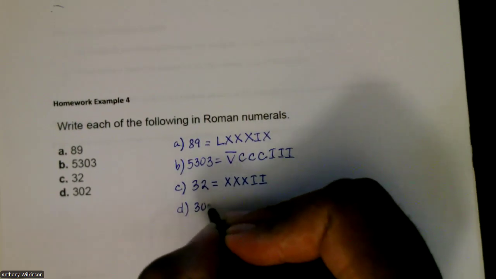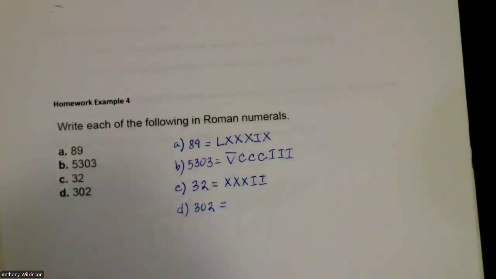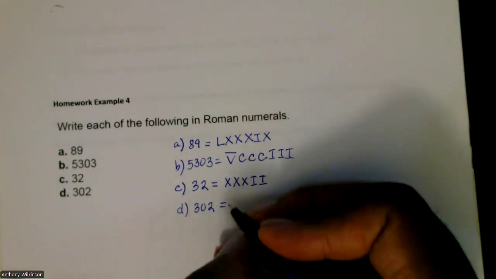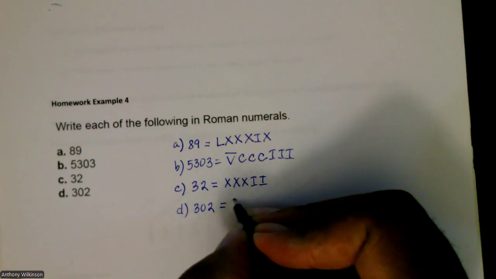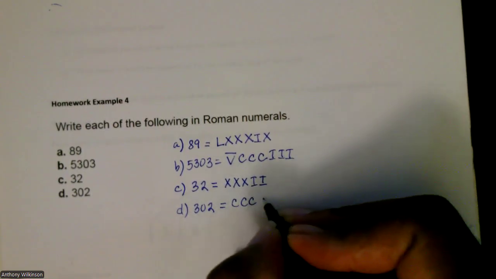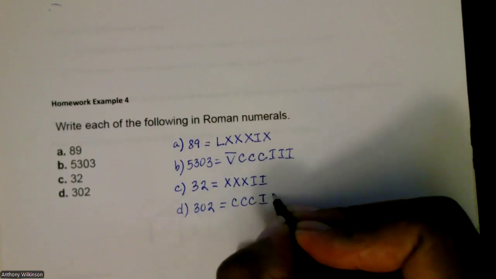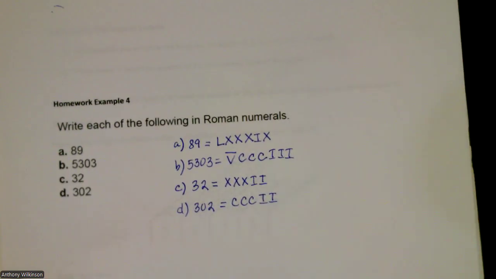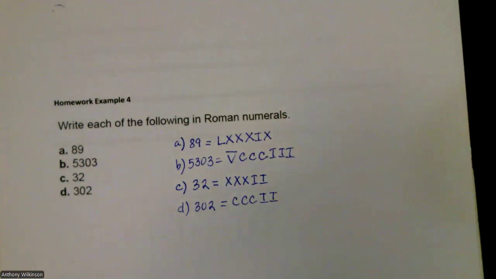And for part D, 302, well, the 300 means this. Since C represents 100, I need 3 C's for 300, and then the 2 I's represent the 2. So C, C, C, I, I is the Roman numeral for 302.